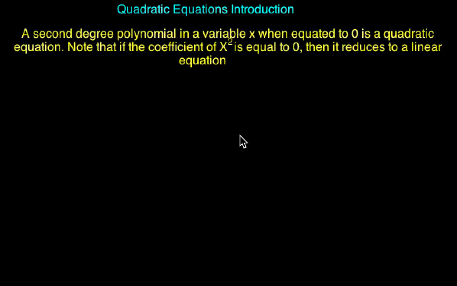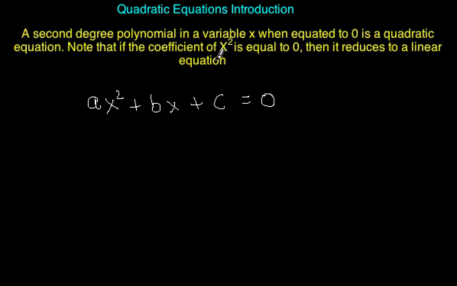So here we'll be introducing the topic of quadratic equations. Any second degree polynomial in a variable x when equated to 0 is a quadratic equation. Let's take a general form of that: any second degree polynomial, that is, some coefficient a x square plus bx plus c, when equated to 0. This is a general form of a quadratic equation.